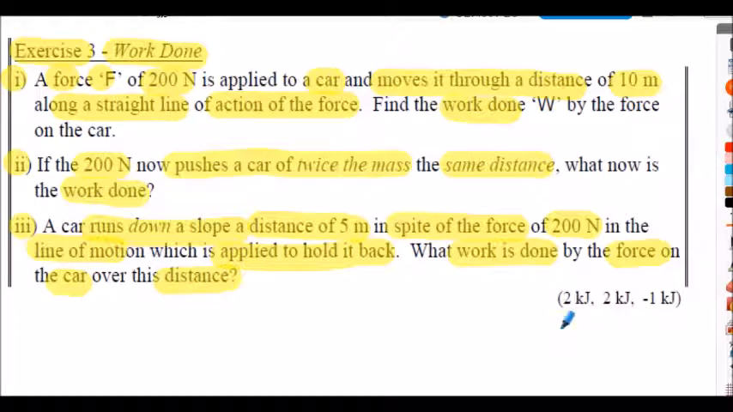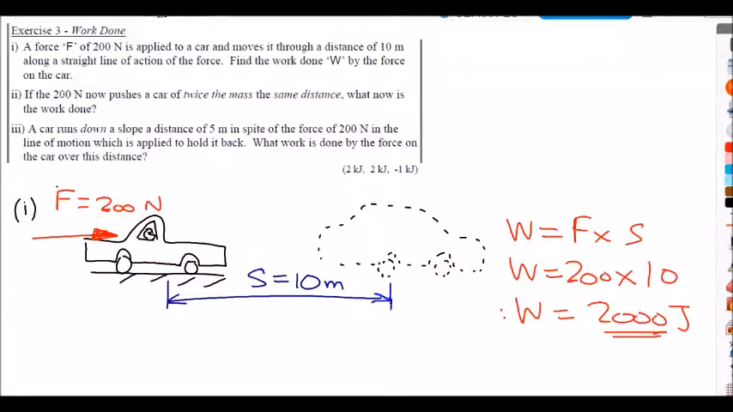The answers are shown in the brackets here if you want to attempt this exercise, but we'll outline the solutions on the following slide. So here's the solution to part 1 of exercise 3. We're applying our 200 Newton force to the car over a horizontal distance of 10 meters. Work is simply defined as force multiplied by distance. The force applied, 200 newtons, the distance 10 meters. So the work done is 2,000 joules.